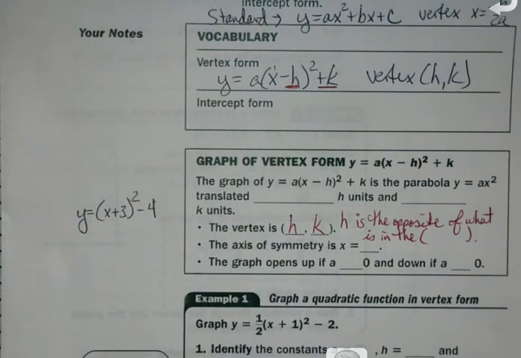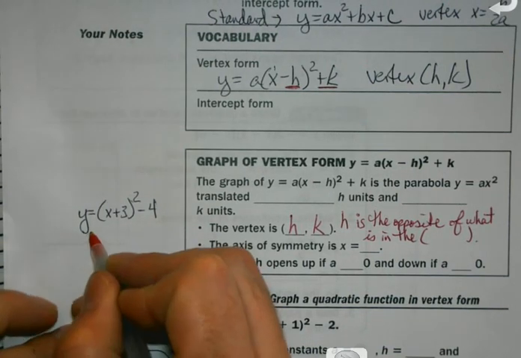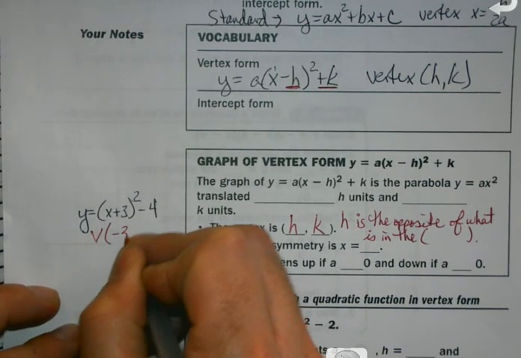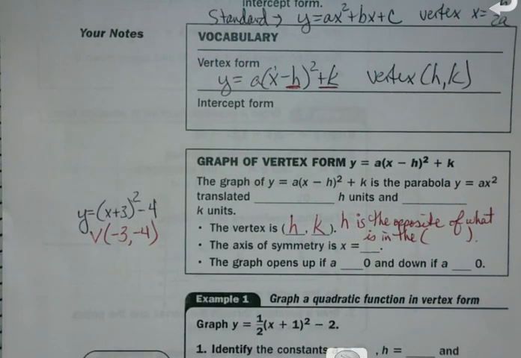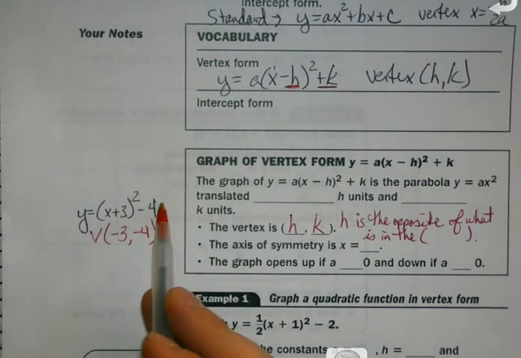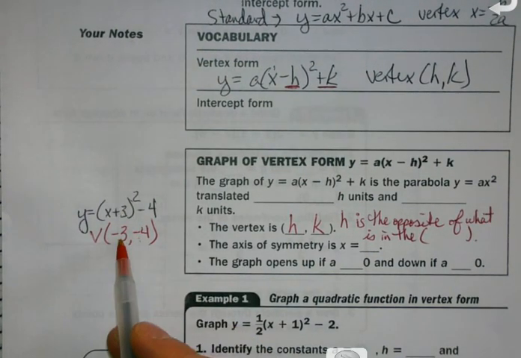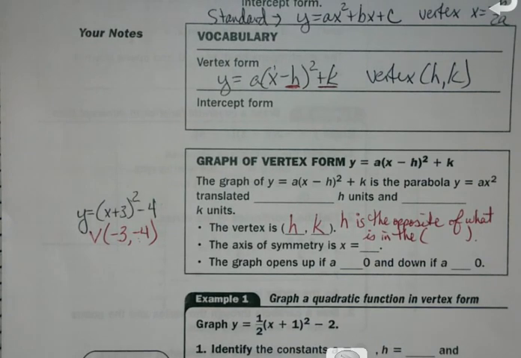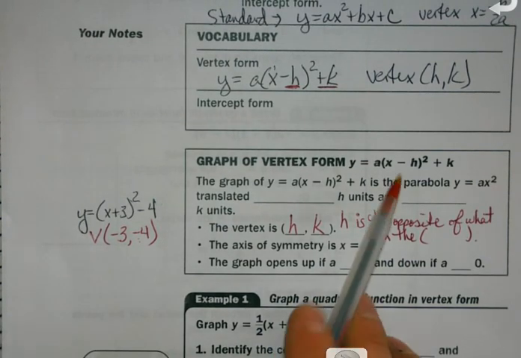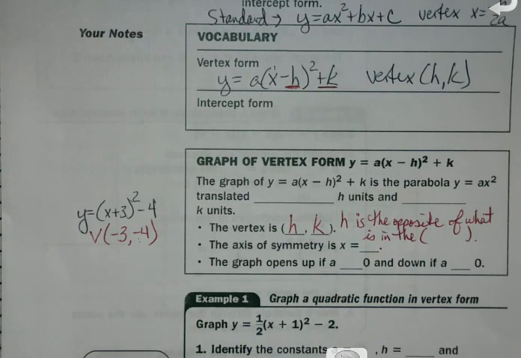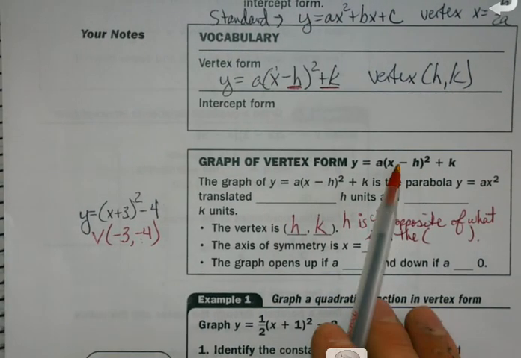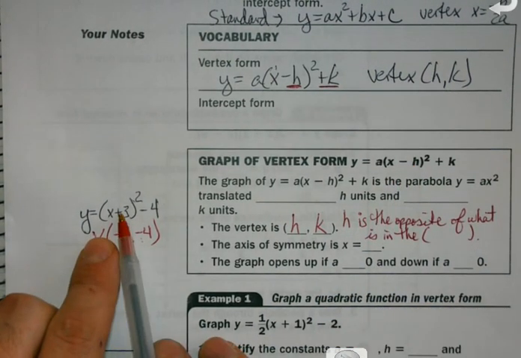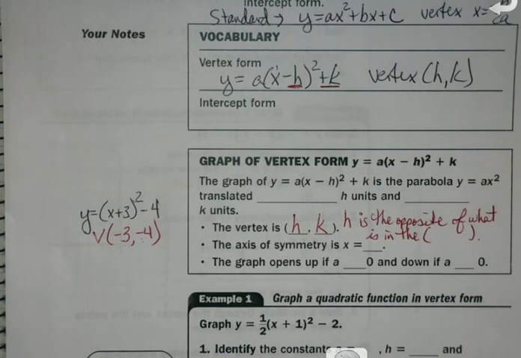They'll get something like this: y equals the quantity x plus 3 squared minus 4. And when I tell them the vertex for this is (-3, -4), they say, okay, I see where the -4 comes from. That's right here. But why isn't this +3? That's what I'm talking about with this whole opposite thing. The form says x minus h, but what we're really saying is x, take the opposite of h. The opposite of +3 is -3, so that would be my vertex.